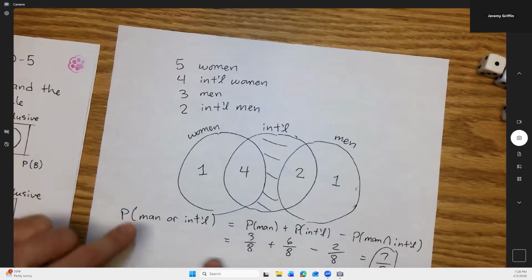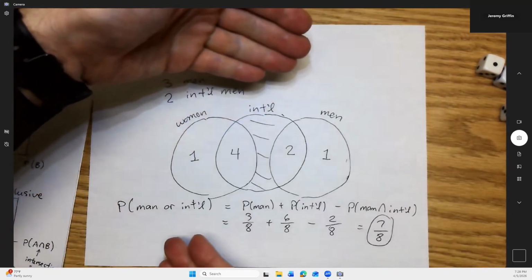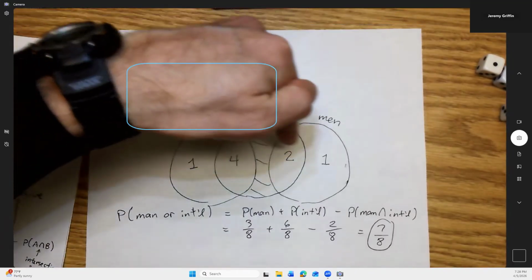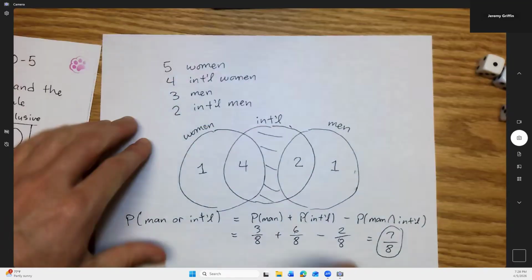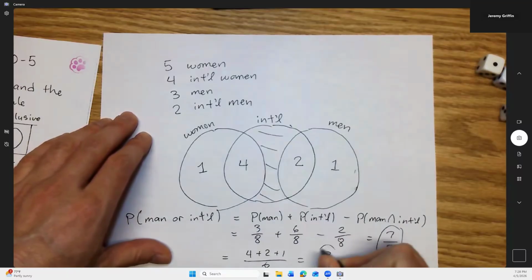Now, another way you could have done this is you could have just added up everything that was either man or international. So 4, 5, 6, 7 out of 8. Right. So I could have said 4 plus 2 plus 1 out of 8 total, which is still 7 over 8. Okay.